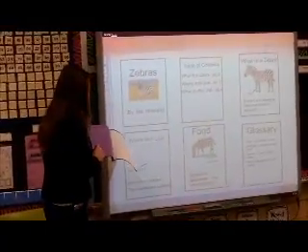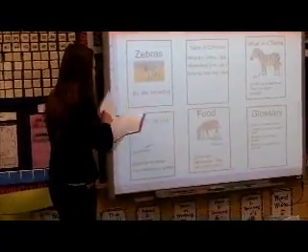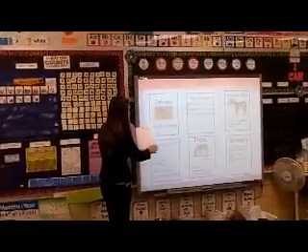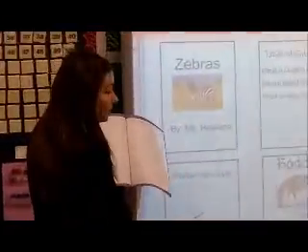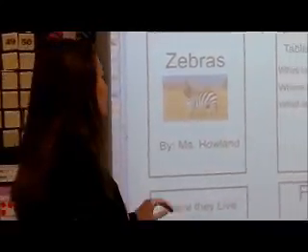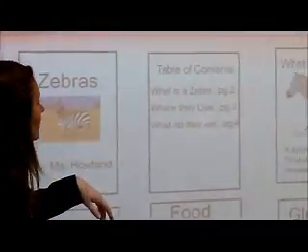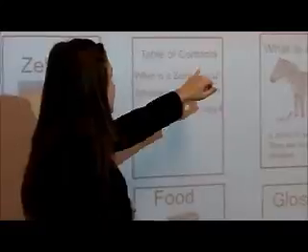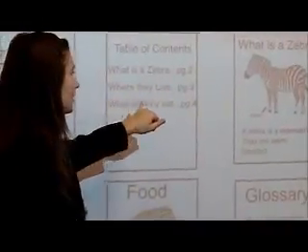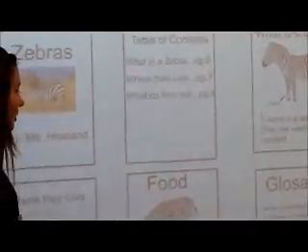When you open the book, all your pages are going to be labeled. So one says table of contents, one says what is a monkey, one says where does it live, one says what does it eat, one says glossary, and one says index. So you're going to go through and you're going to make a table of contents with what is a zebra, where do they live, what do they eat, but it'll be for your animal.